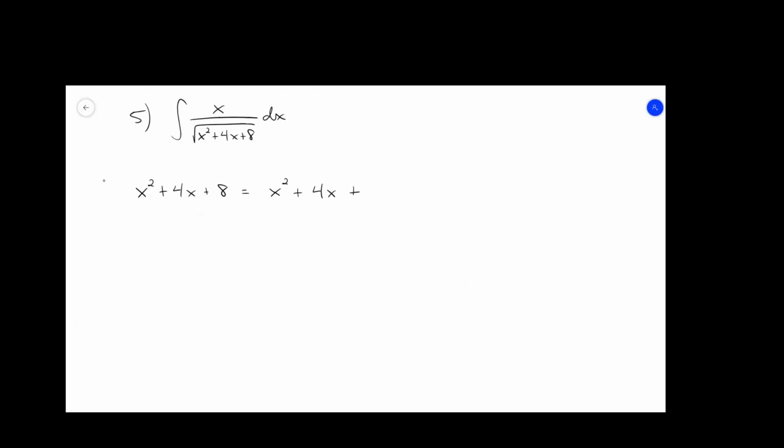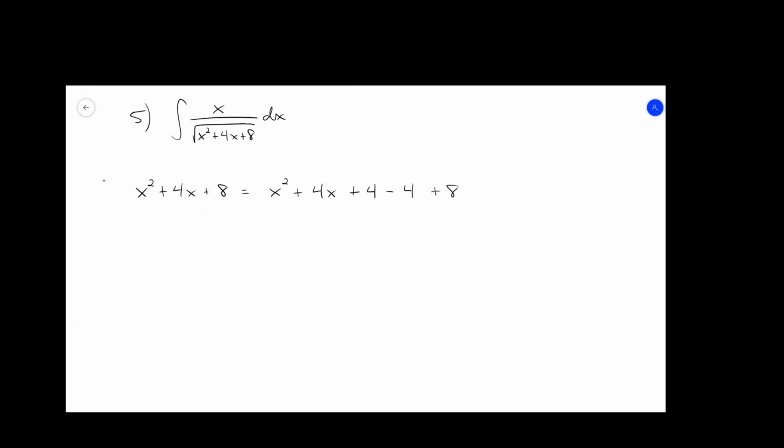I'm going to add 4 to this without changing it, so I also have to subtract 4. And then I still have that plus 8 on the end. Okay, so really, if you can see what I've done here, I've simply added 0, right? Plus 4 minus 4. But it's really the same as the thing that was on the left. But this is the whole point of completing the square.